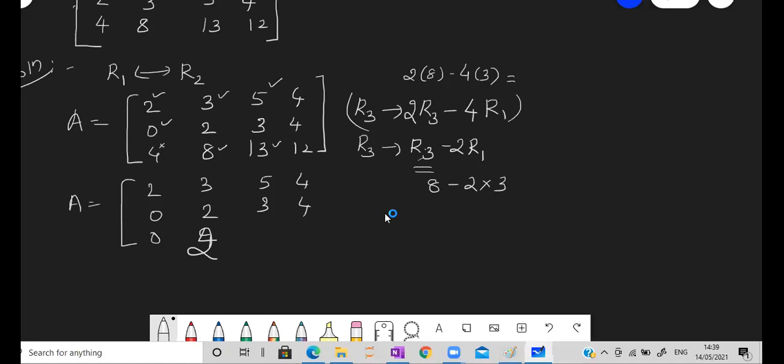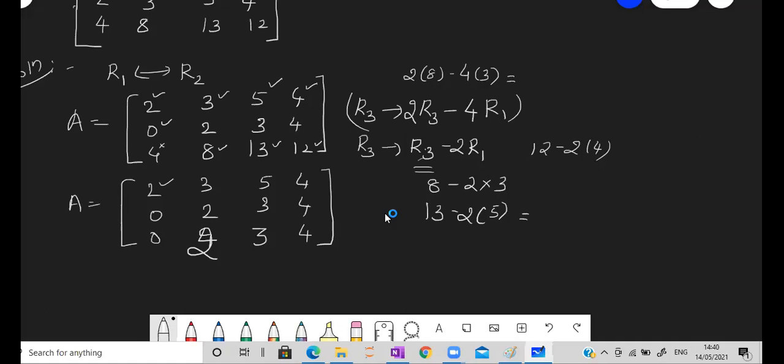Now, for 13, the corresponding R1 element is what? 5. So, R3 is 13 minus 2 into 5. 13 minus 2 5s are 10. What is the difference? 3. Similarly, for 12, tell me the corresponding element of R1. 4. So it is 12 minus 2 into 4. 12 minus 8 is how much? 4. Now, this is done.